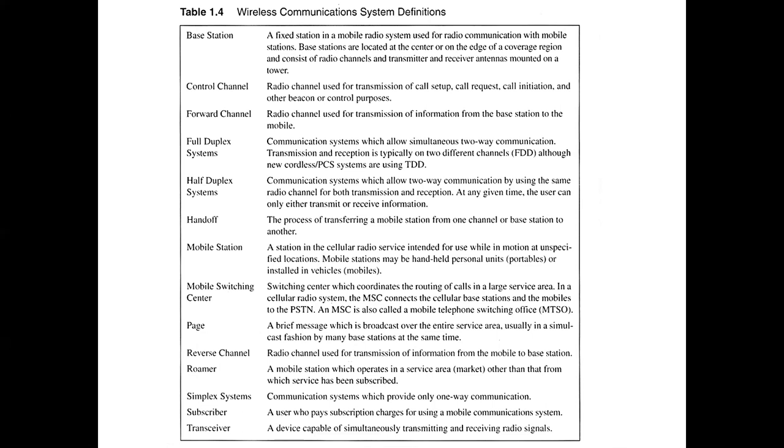Well, now we have the final term. We have the transceiver. Transceiver: a device capable of simultaneously transmitting and receiving radio signals. So it's a special kind of antenna, for example, that contains transmitting and receiving antennas and is capable of transmitting and receiving at the same time. So these are the basic important terms you need in your study for this course, inshallah.